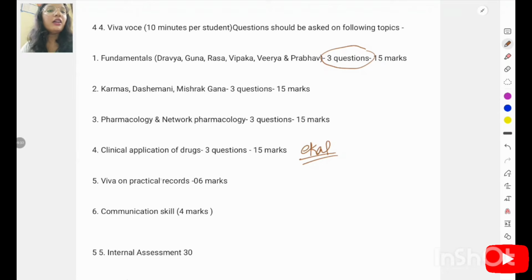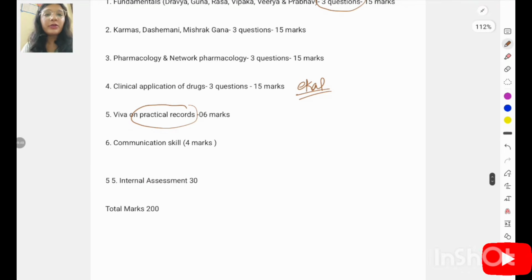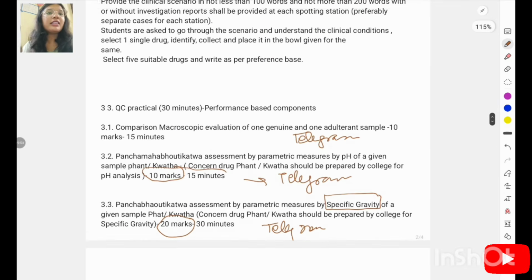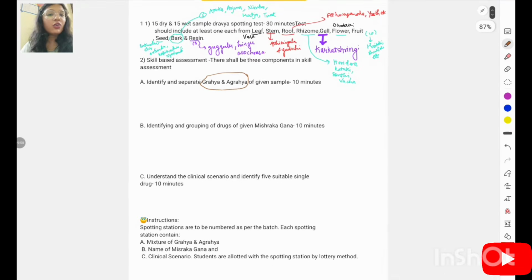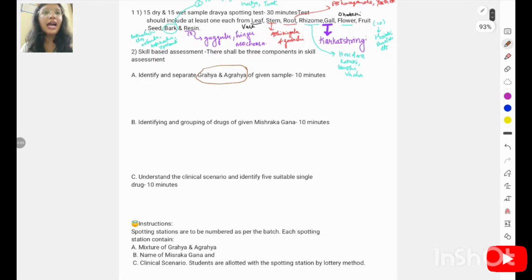Then the Viva on the practical record that we completed carries 6 marks. When you are giving answers, both the examiner, external or internal, will check your communication skill, which carries 4 marks. The internal assessment is already completed through the year's evaluation, and the total is 200 marks covering our practical for Dravya. So these are the things that happen, and we have discussed this briefly.